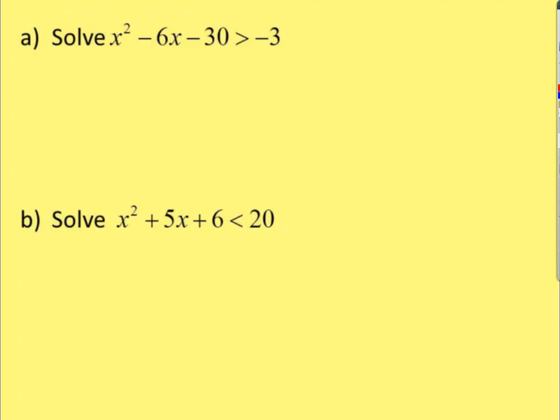So if we take a look at example A, the first thing we want to do is get everything to one side and 0 on the other side. Then we're going to find the zeros of the function first.